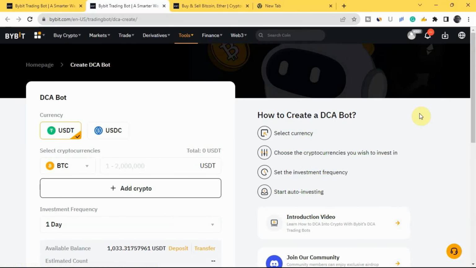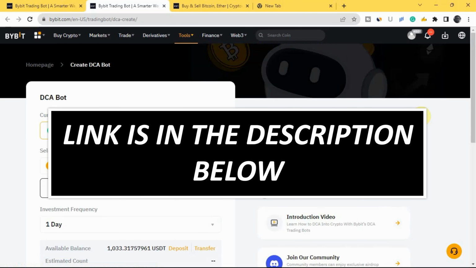Now, this feature on ByBit is also similar to the auto invest feature on the Binance app. The auto invest feature on Binance also helps you to make money by investing in crypto using the dollar cost averaging strategy. In case you want to learn more about the auto invest feature on Binance, I also have a video on that. I'll put the link to that video in the description below.